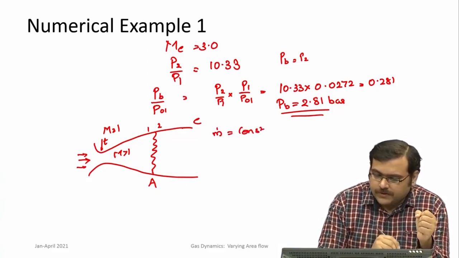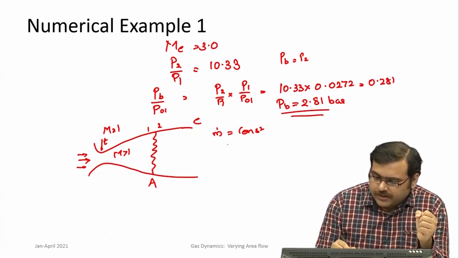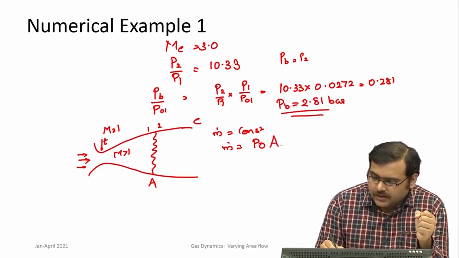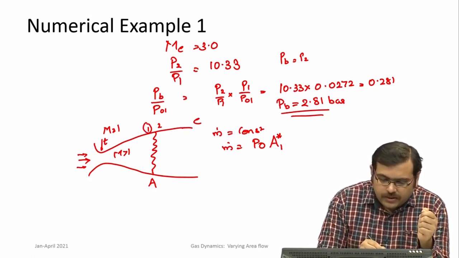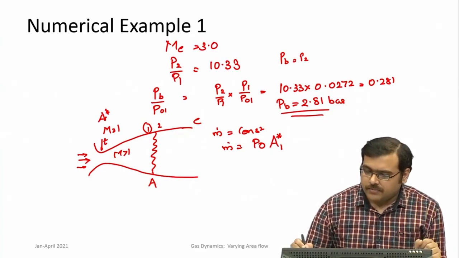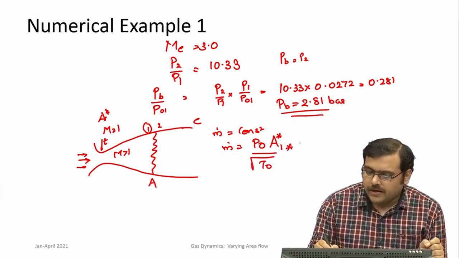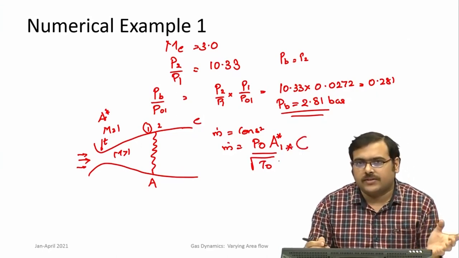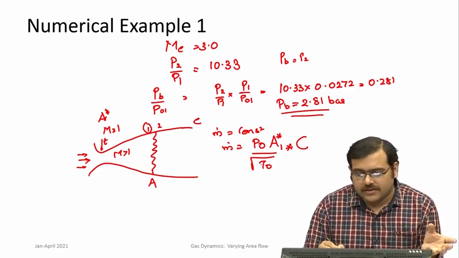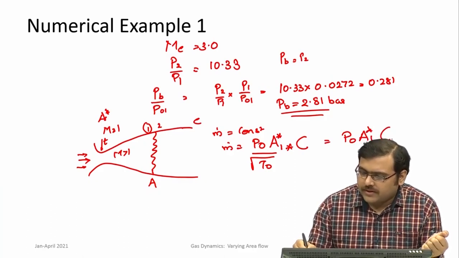So before the shock, as it goes through the throat, the m dot can be written as P0 multiplied by the throat area. For location 1, it is A1 star. A1 star is the same in an isentropic flow, the star area does not change. P0 A1 star divided by square root of T0, multiplied by a constant. This constant I will say is C. So stagnation temperature is a constant, it is an adiabatic flow. So essentially it is dependent on P0 A1 star, and everything else is a constant.